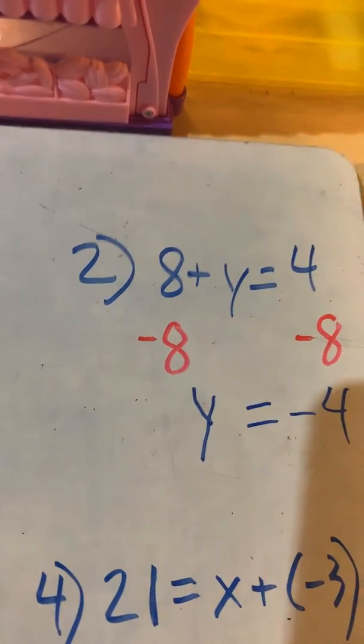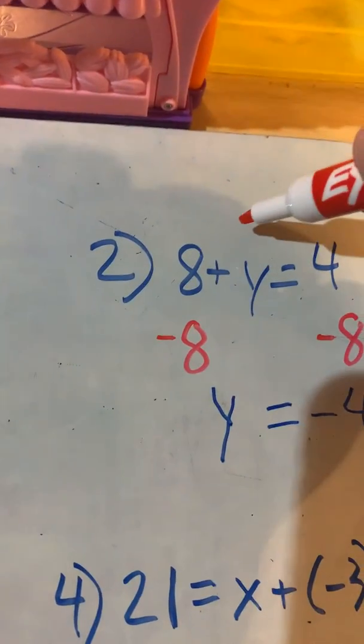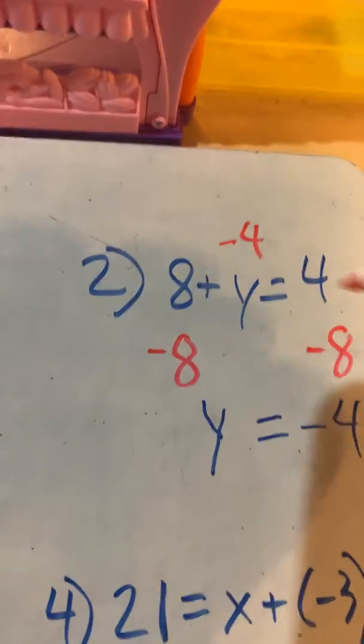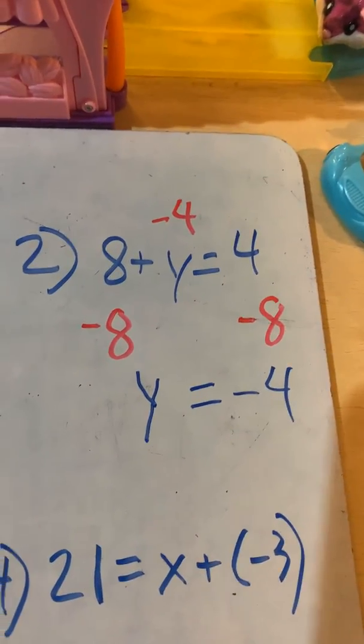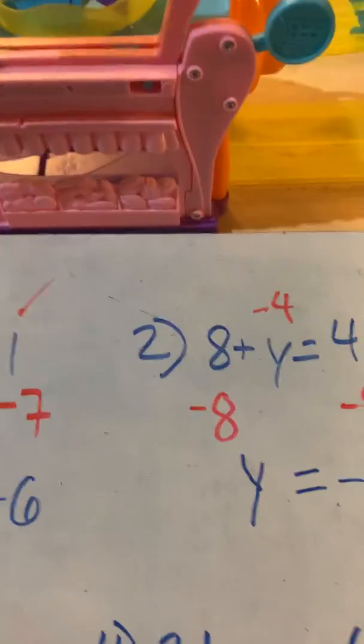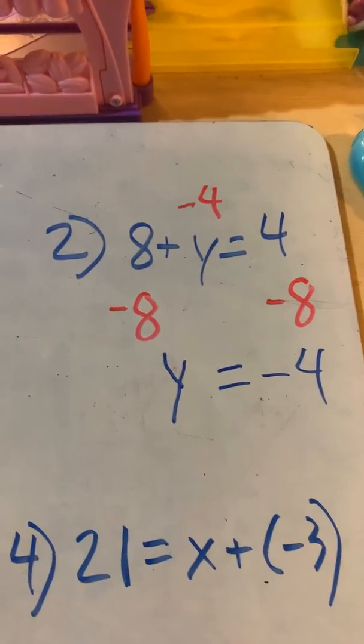If I was to mentally substitute in negative 4 for y, this equation would work out. 8 plus negative 4 does equal 4. That's the basics for solving one-step equations.